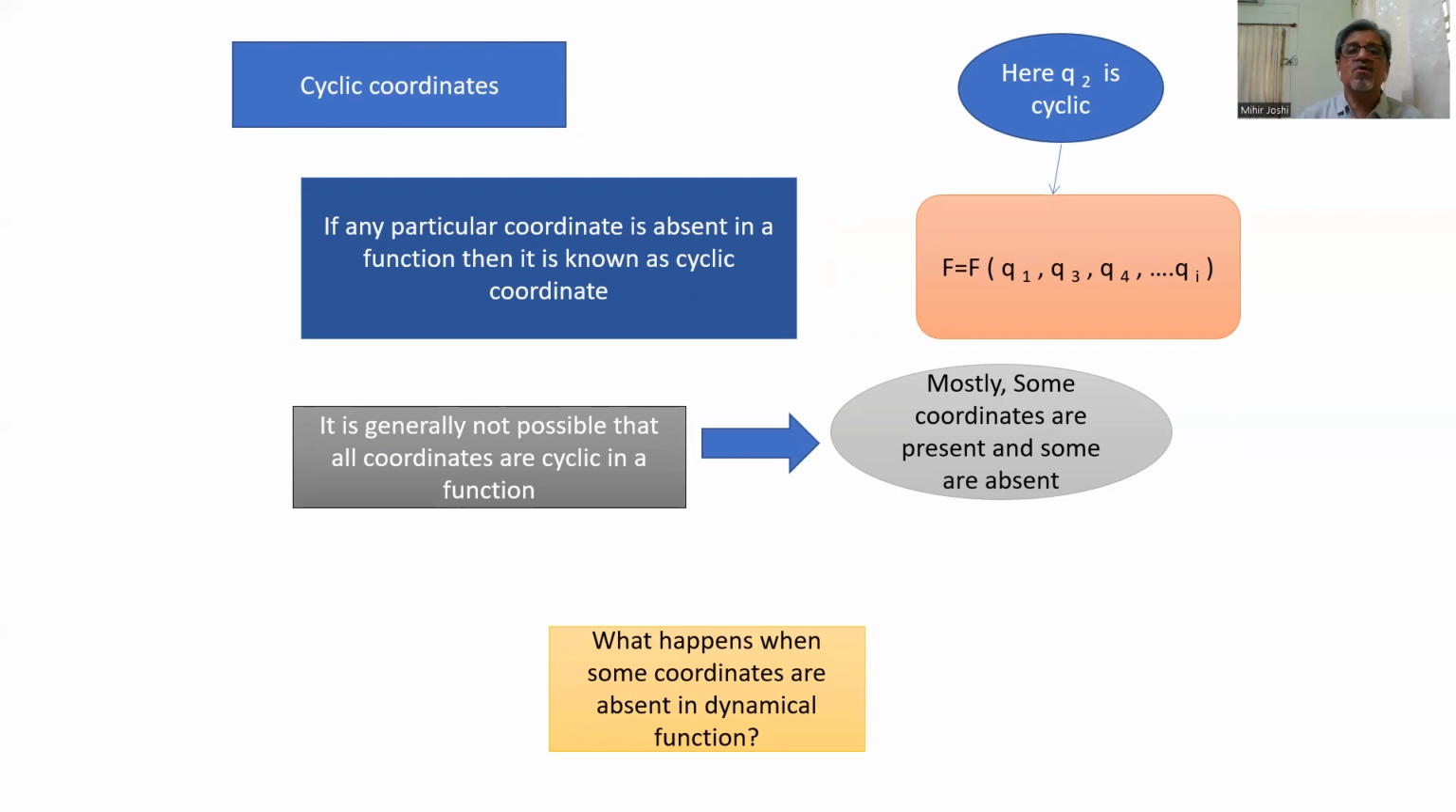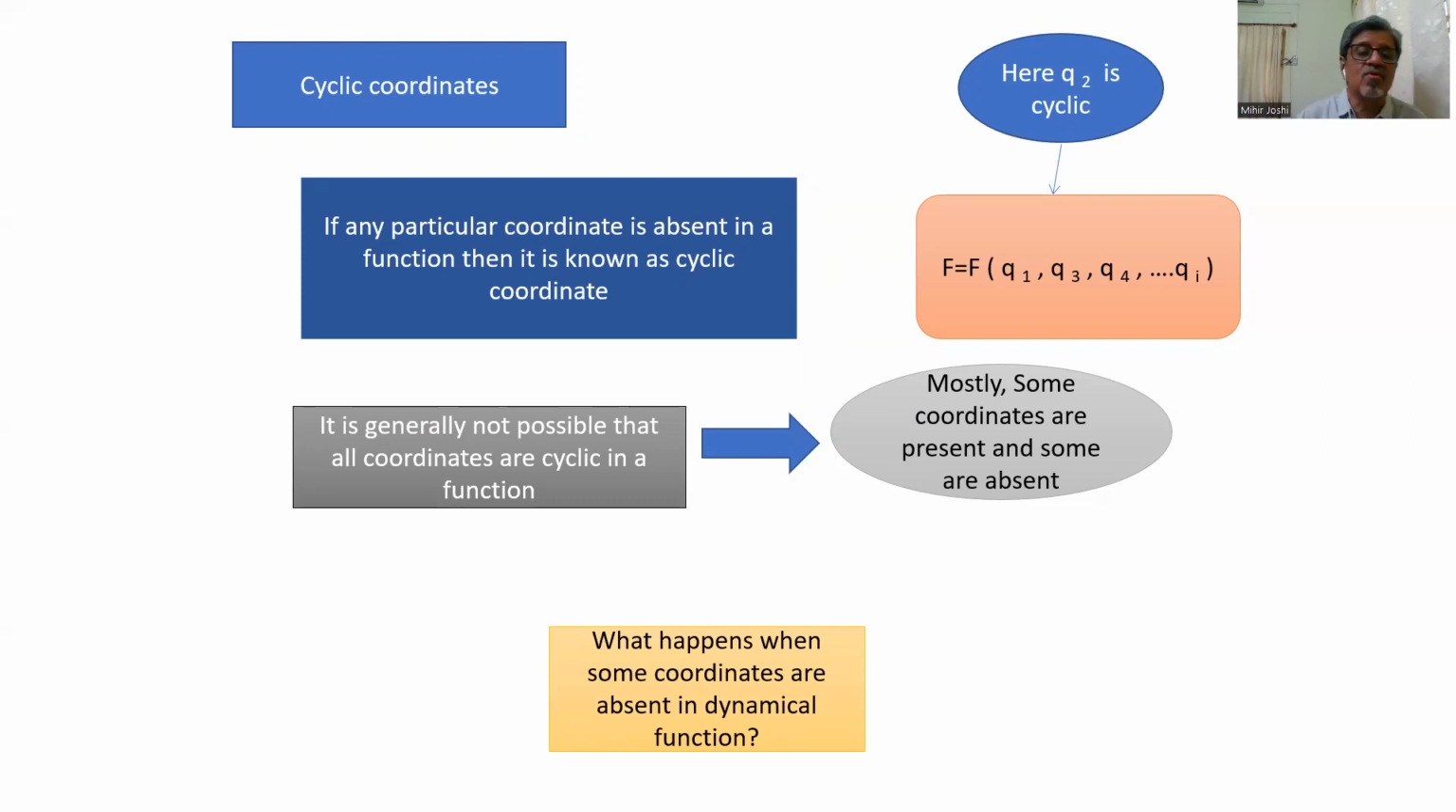If any particular coordinate is absent in a function, then it is known as a cyclic coordinate. We have taken an example where function f is a function of q1, q3, q4, and up to qi, and q2 is absent, and that is known as cyclic. It is generally not possible that all coordinates are cyclic in a function. So if all coordinates are absent, that is not possible. Mostly some coordinates are present and some coordinates are absent.